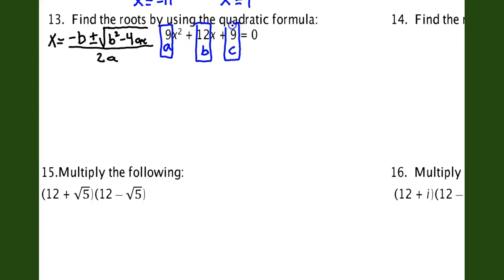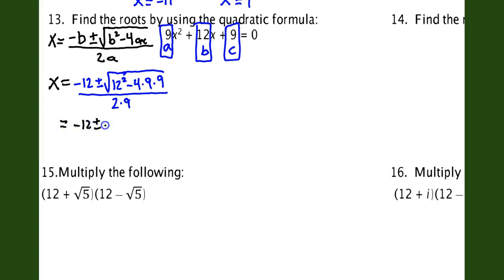And we just substitute those in carefully and do order of operations carefully. So we'll end up with negative 12, right? That's b, plus or minus the square root of 12 squared, minus 4 times a, which is 9, times c, which is also 9. All divided by 2 times a, which is 9. So your first step is usually just plugging everything in, and then start doing some simplifying. And just be careful, try not to rush through it. Mistakes will happen if you go too quick.